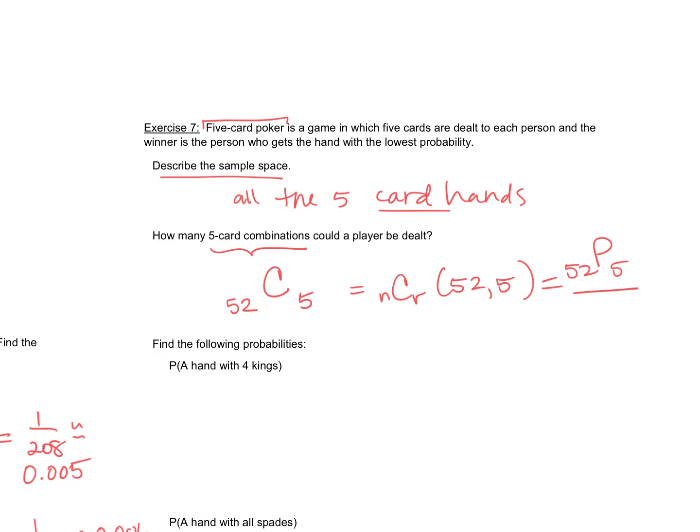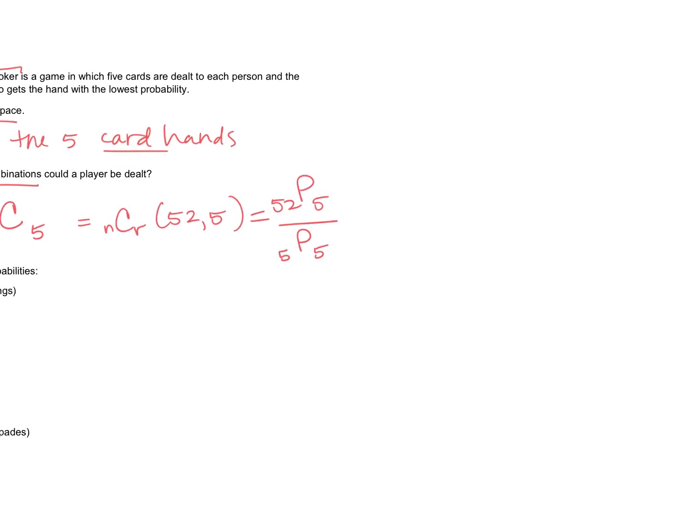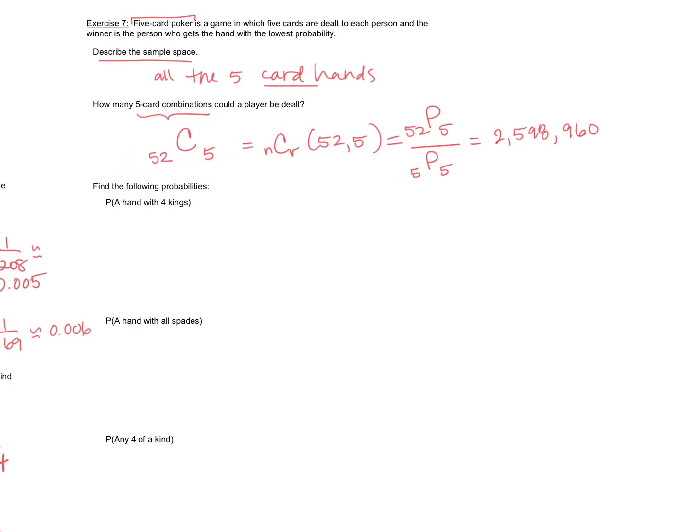But then you're going to divide out all the ones that are the same. And so we divide by that 5. When you do that, we should get 2,598,960. So there are a lot of 5-card options.